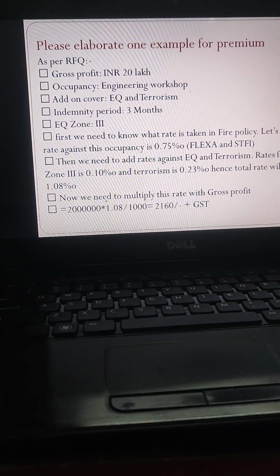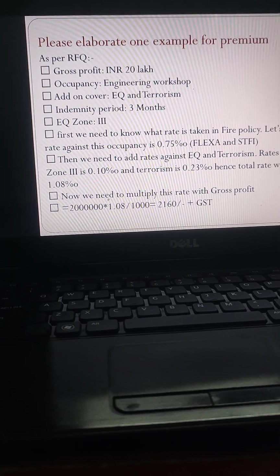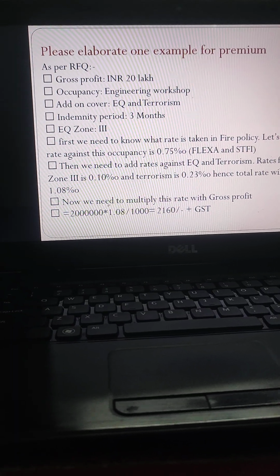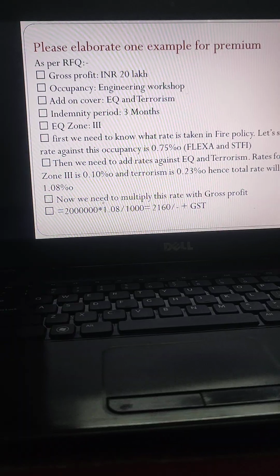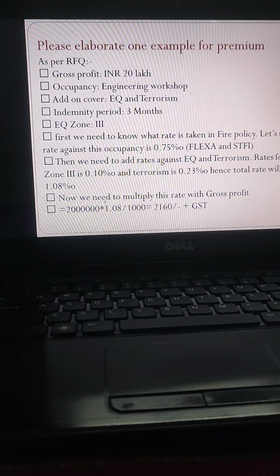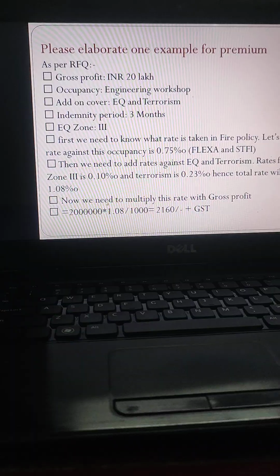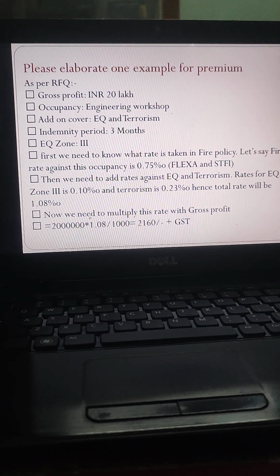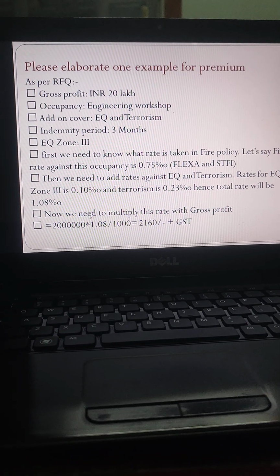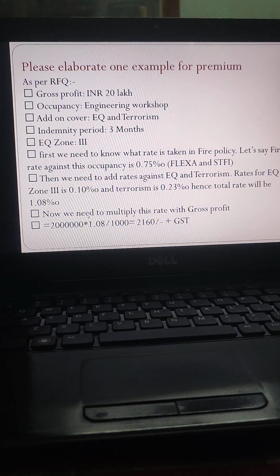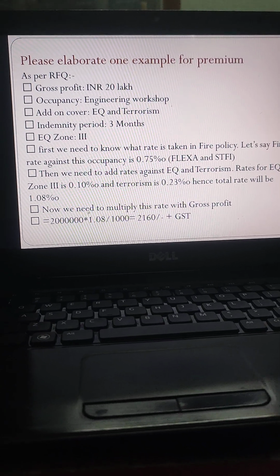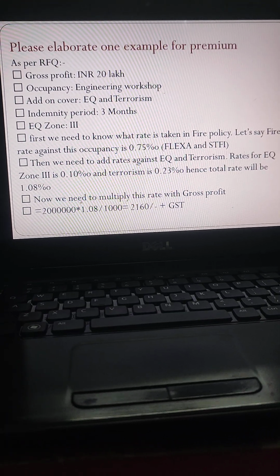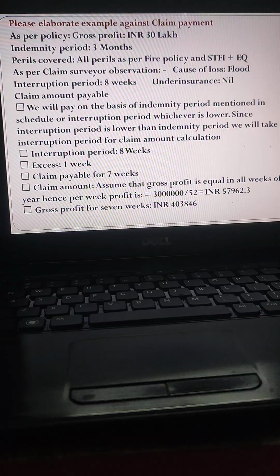Now certain examples can show how the premium will be calculated. Say for example, gross profit is 20 lakh, occupancy is an engineering workshop, add-on covers are earthquake and terrorism, indemnity period is 3 months, and earthquake zone is third. So how to calculate the premium? First we need to know what rate is taken for the fire policy, say 0.75%. Then we add the rates for earthquake and terrorism, and multiply this rate with the gross profit. Say 20 lakh is the sum insured and 1.08 is the rate of premium, so the premium is 2160 plus GST. That is the way this premium is calculated.